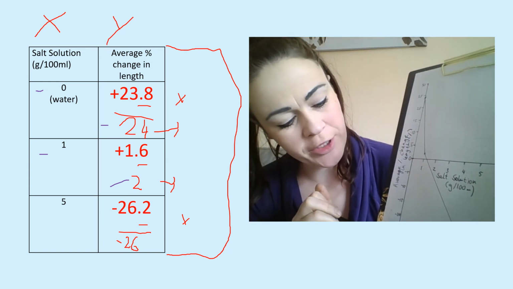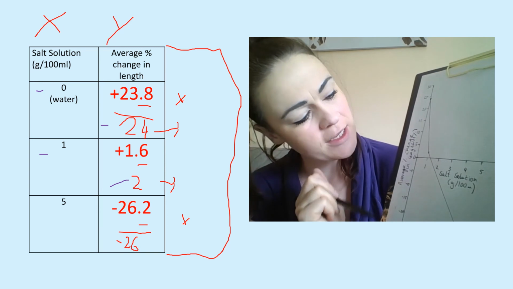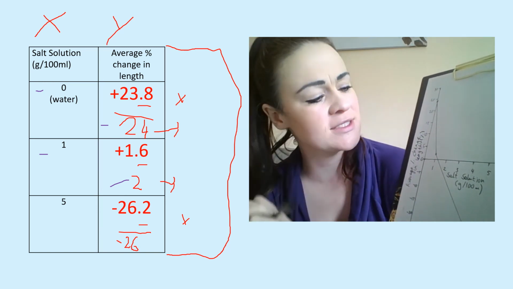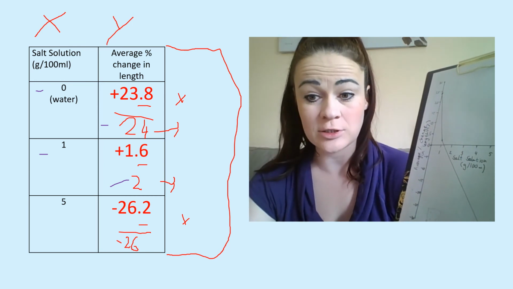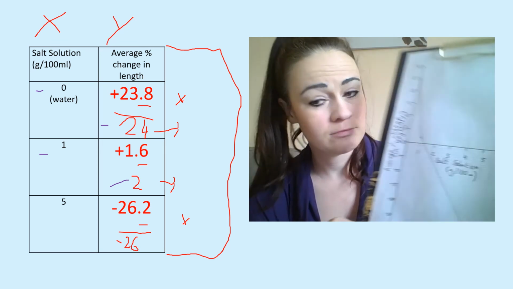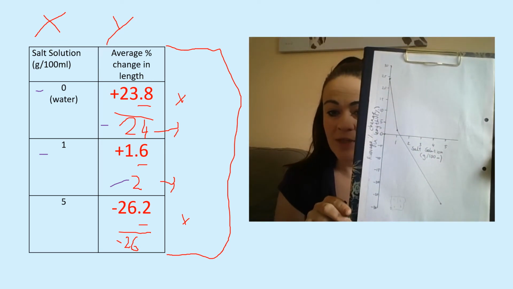I've got regular scales going down in 5s, going up in 5s, going along in 1s. I've got my X's. You will have used a pencil, so you've done that one, and I've used a ruler to join up my dots. That's it. That's my line graph.